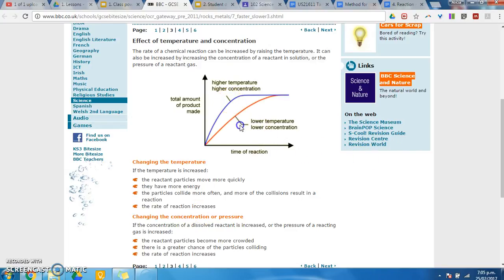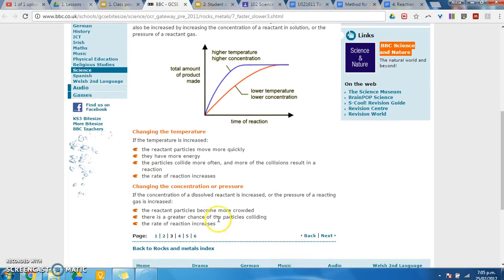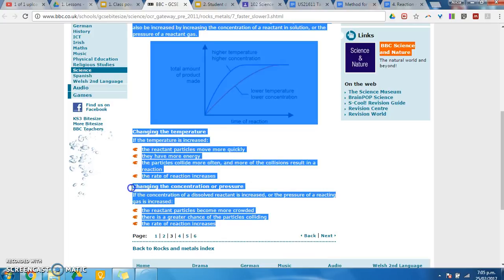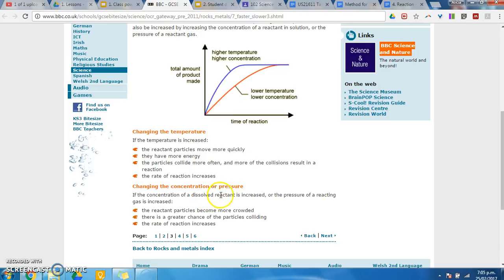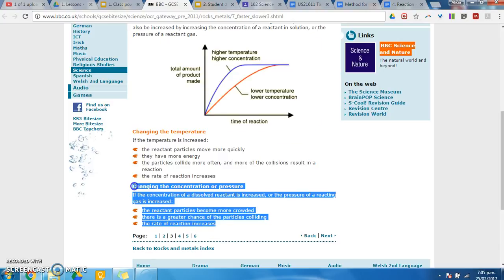So copy this graph here into your notes, and then also copy this part here about changing the concentration, because they're a good summary. So it says if the concentration of the dissolved reactant is increased, then the reactant particles become more crowded, and there is a greater chance of the particles colliding, and the rate of reaction increases. So put those notes also into your notes.